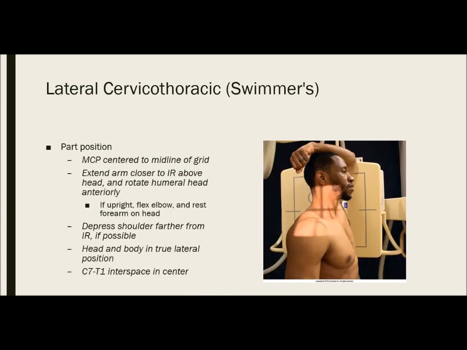Now, part position for whenever they're standing, we want the mid-coronal plane centered to the midline of the grid. We want to extend the arm that is closest to the image receptor above the head, and then we want to rotate the humeral head anteriorly. That way it's not in their actual cervical vertebrae. If upright, you can flex the elbow and rest the forearm on the head, so it's more comfortable for the patient. We want to depress that shoulder down further from the IR if possible, and the head and body in true lateral position, and the C7-T1 interspace is in the center of our image receptor.